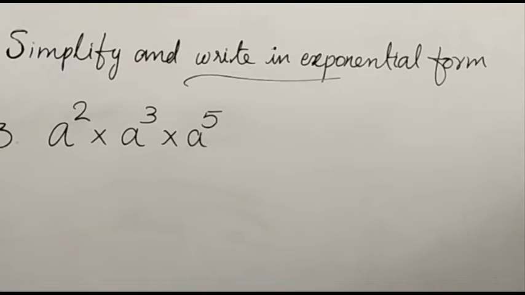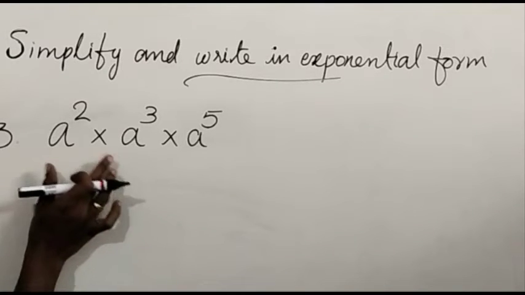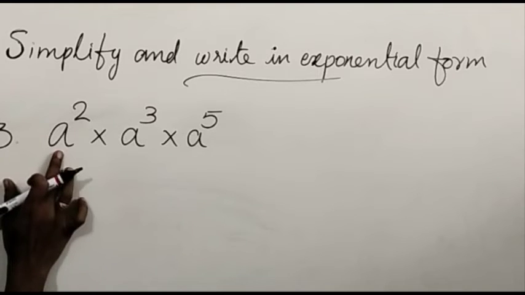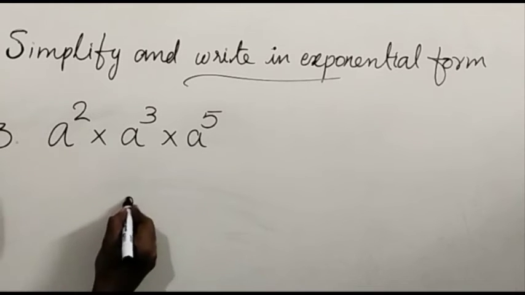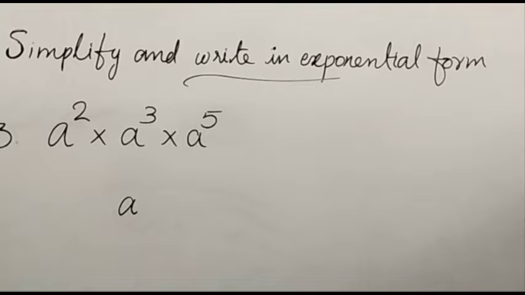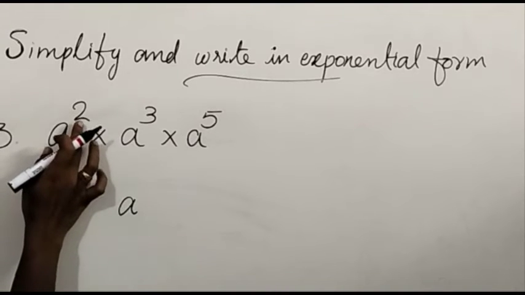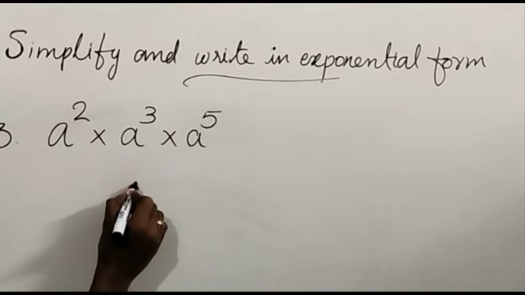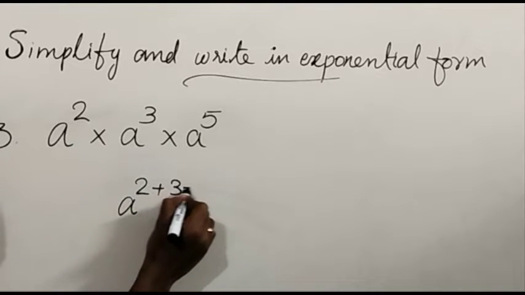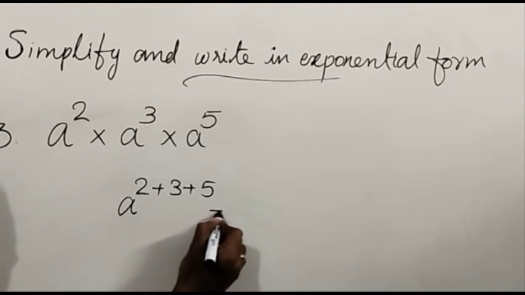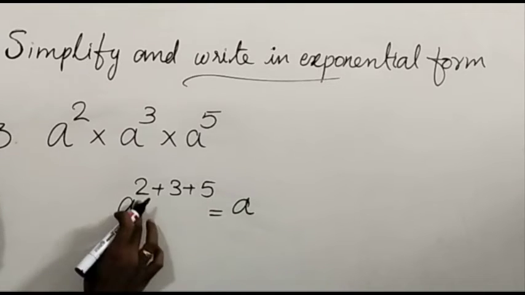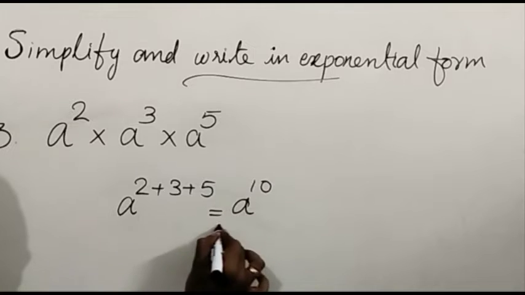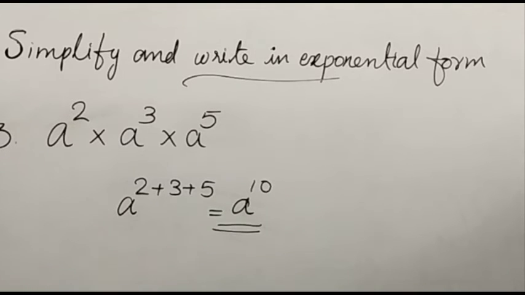Third one, a raised to 2 into a raised to 3 into a raised to 5. Here the base is a. So first write a as the base, and consider the powers, here 2, then 3, then 5. Take the sum, that is 2 plus 3 is 5, 5 plus 5 is 10. So the answer is a raised to 10.